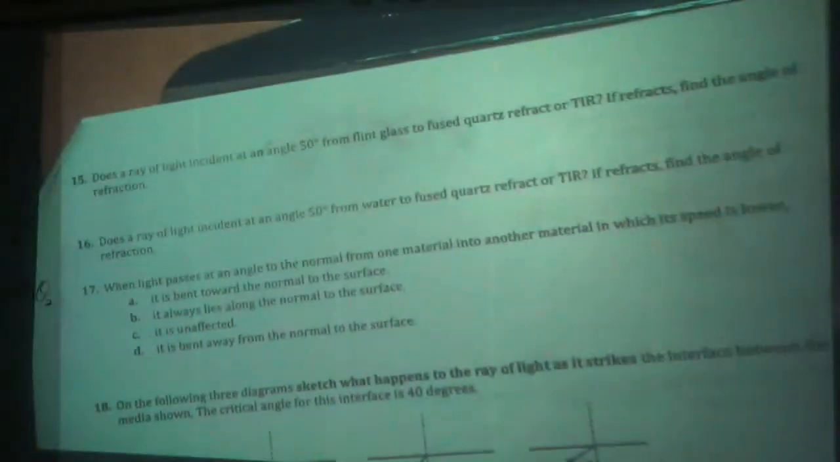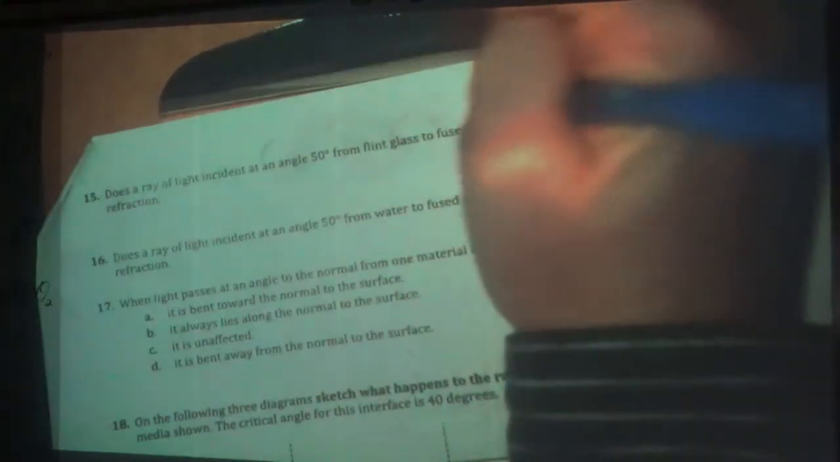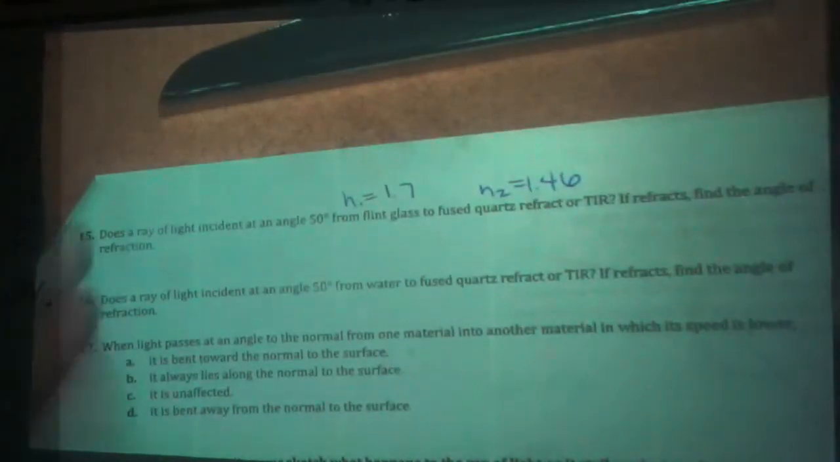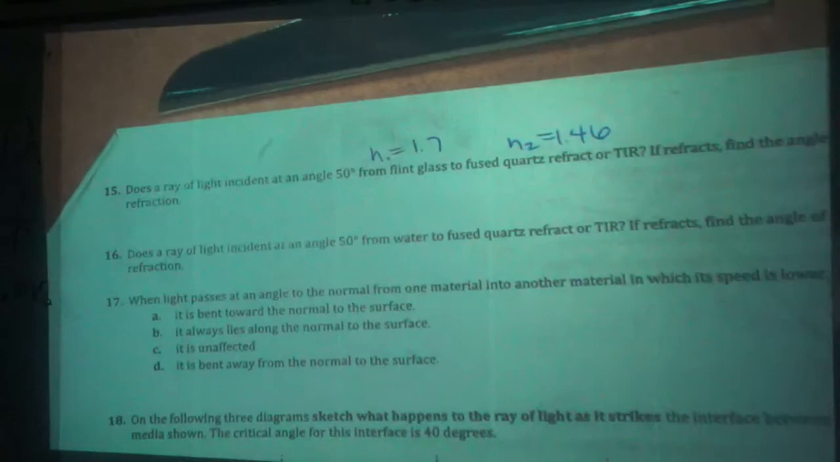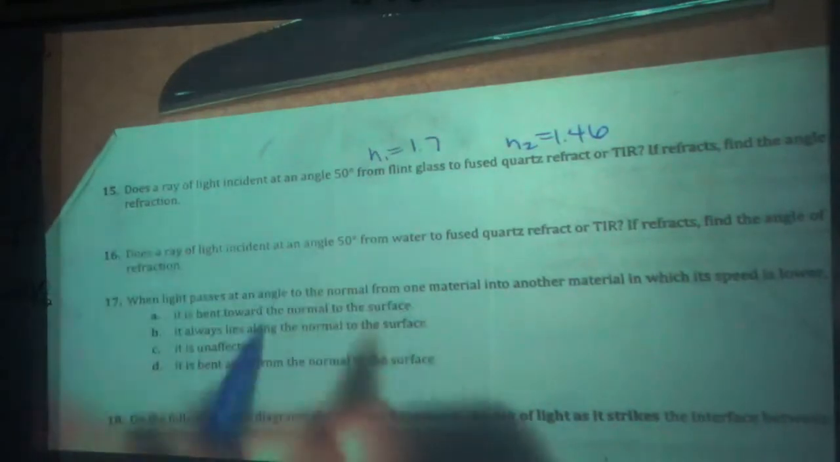Does a ray of light incident at 50 degrees from flint glass to fused quartz refract or not? So now n2 is 1.46 and n1 is flint glass, which is 1.7. I'm going to show you a second way you can think through this. So earlier we were asking, okay, is it going into a smaller n, which is yes, and then we found the critical angle and said, is it more than that?